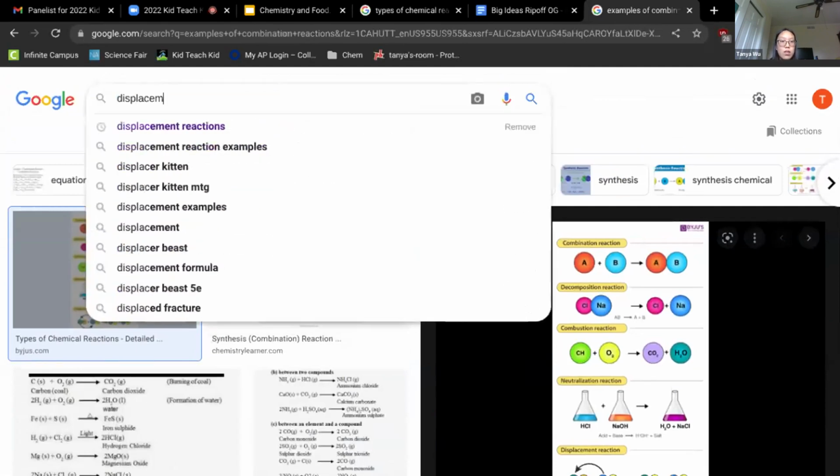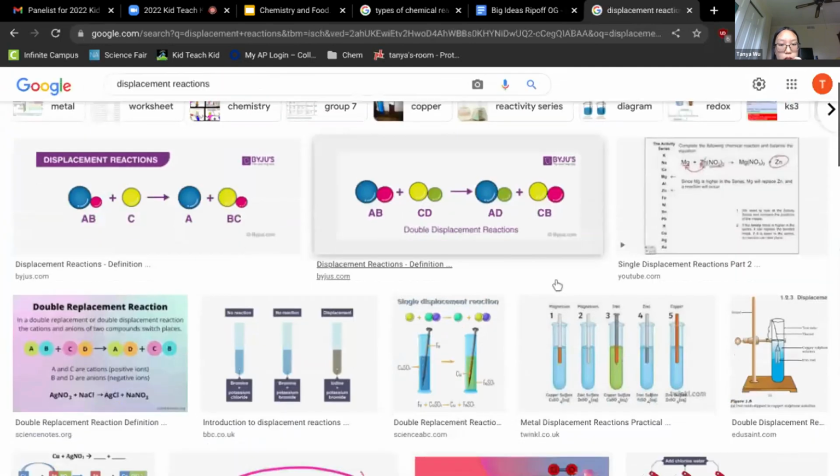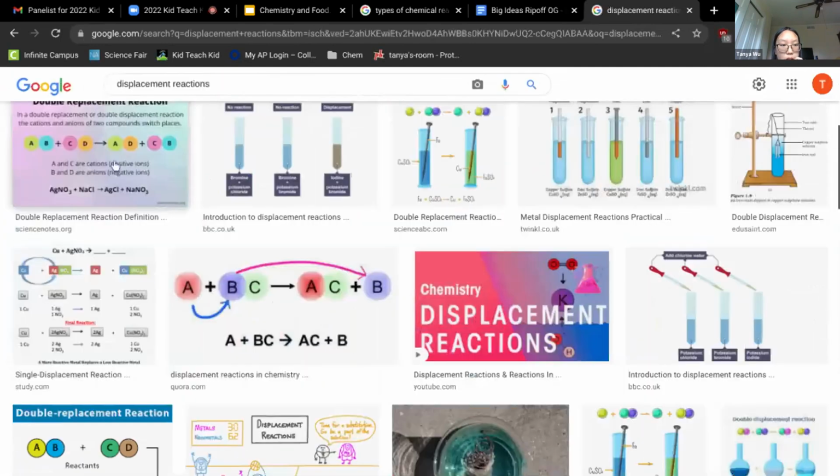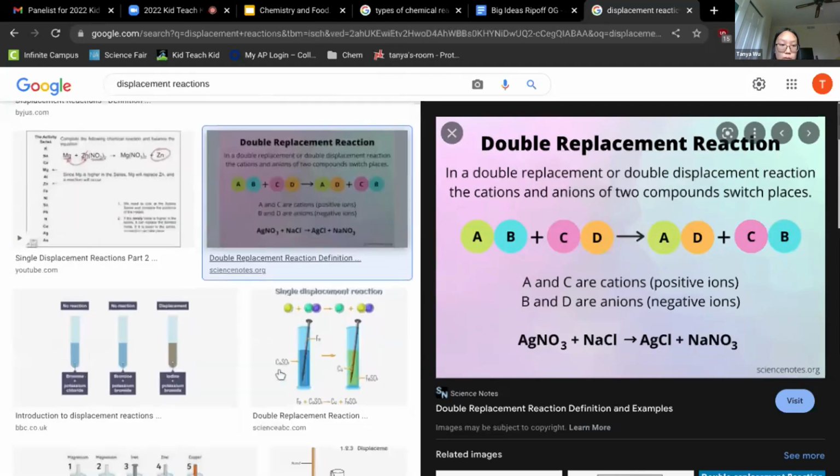So, okay, like this one. Silver nitride and sodium chloride. This is a double replacement reaction because the silver is going to end up with the chloride at the end, and the sodium is going to be with the nitrogen. So they just switched. They just had to switch over.